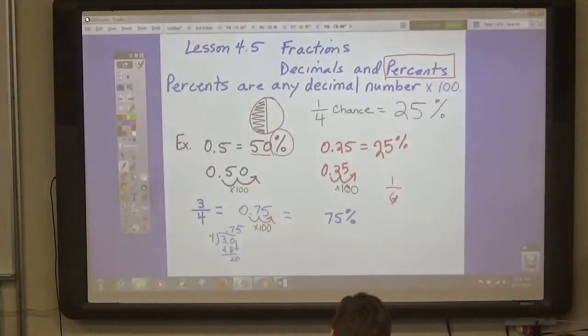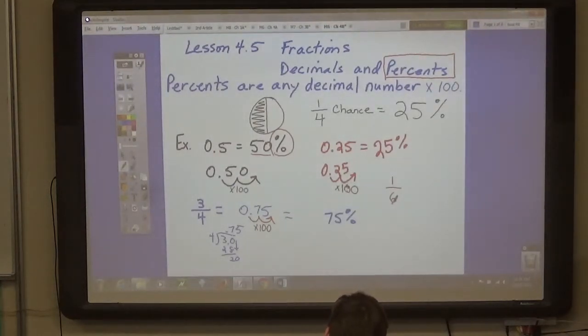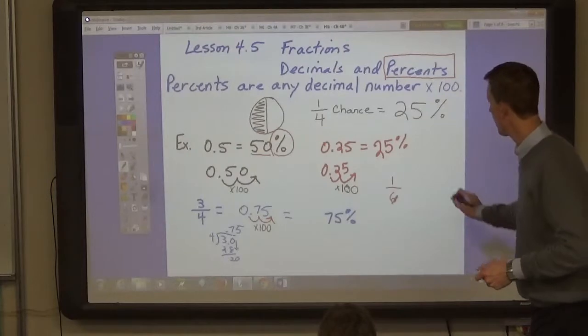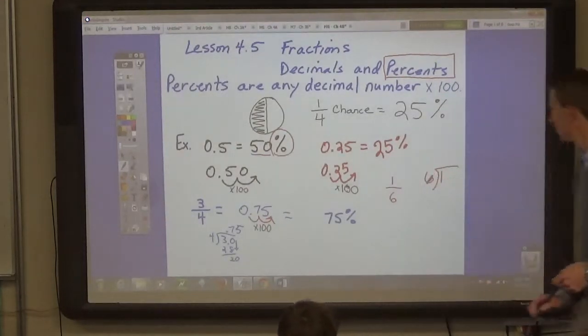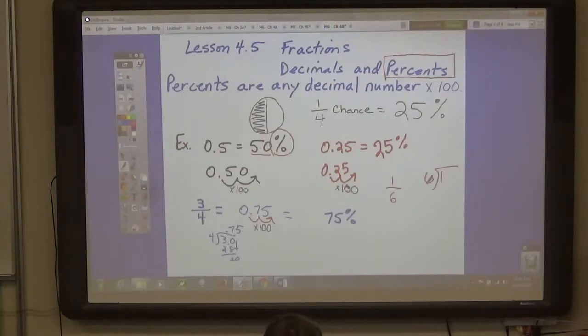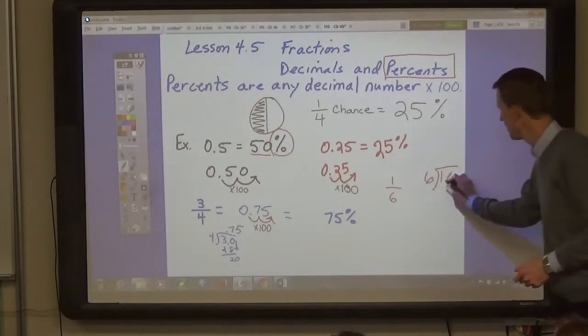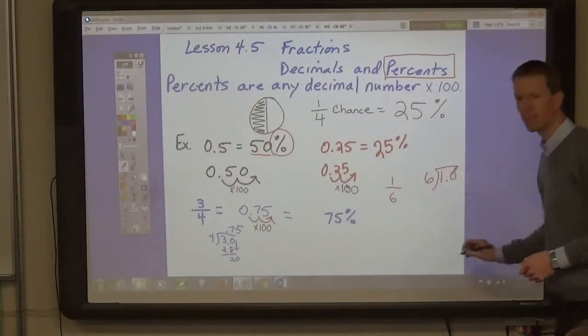1 divided by 6. What's my percent chance? No, 1 divided by 6. Cole? 17%. 17%? Yeah. Let's see if he's correct.